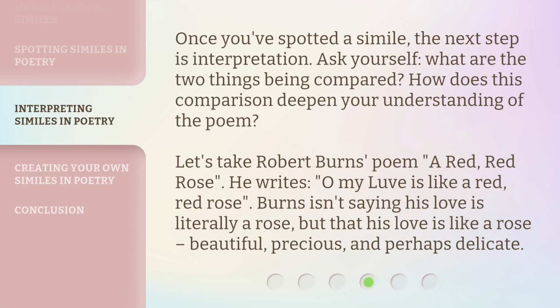Once you've spotted a simile, the next step is interpretation. Ask yourself, what are the two things being compared? How does this comparison deepen your understanding of the poem? Let's take Robert Burns' poem, A Red, Red Rose. He writes, "Oh, my love is like a red, red rose." Burns isn't saying his love is literally a rose, but that his love is like a rose, beautiful, precious, and perhaps delicate.